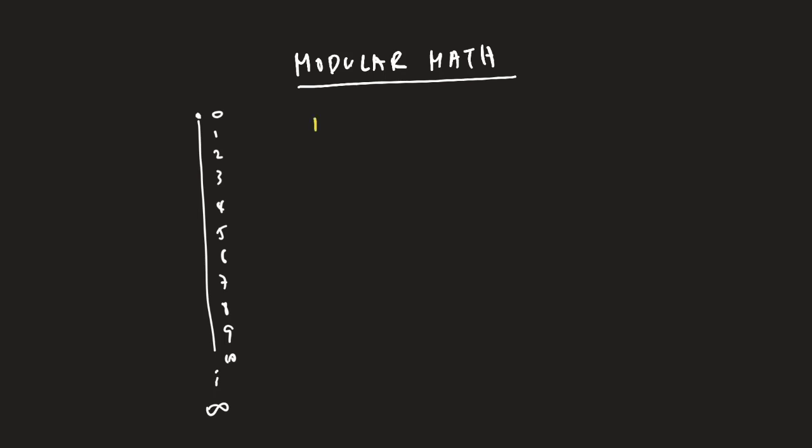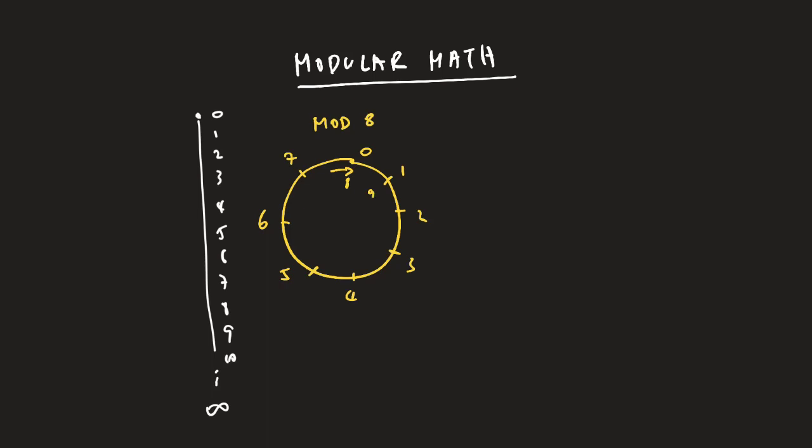So let's take mod 8, for example. Instead of a straight line, we start with 0, with a circle. So we count 1, 2, 3, 4, 5, 6, 7, and there's no 8. At 8, you basically go back to 0. 8 mod 8 is 0. And then 9 mod 8 is 1. So you keep on going around in the circle. And of course you can have mod anything. You can have mod 12 and mod 2.